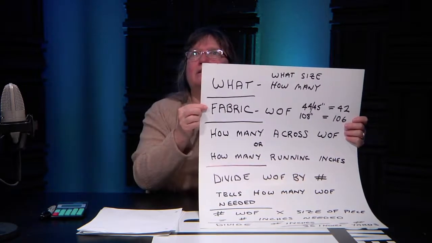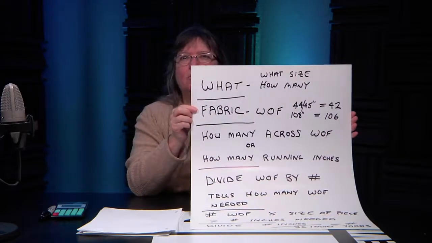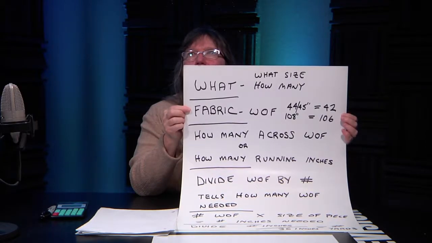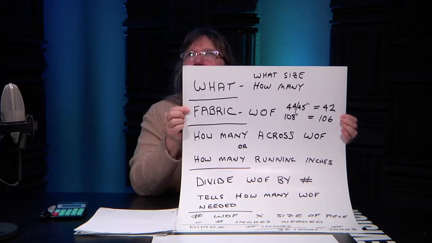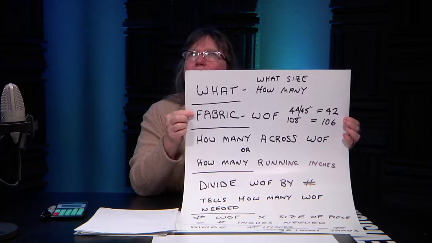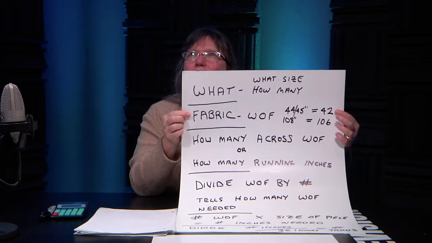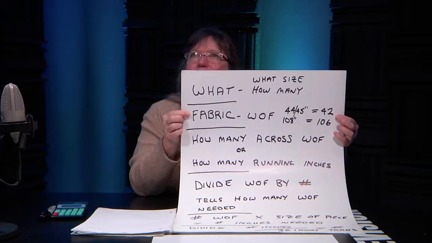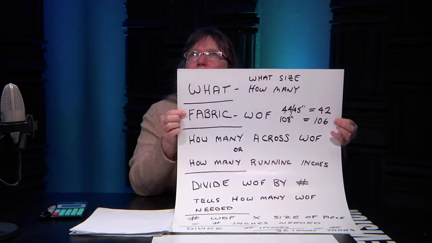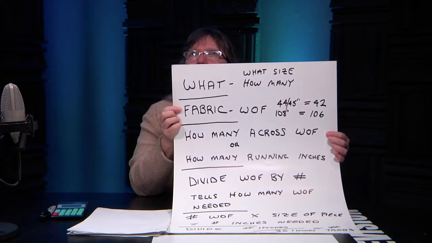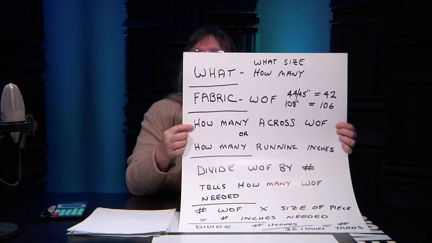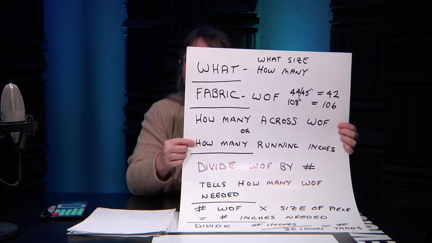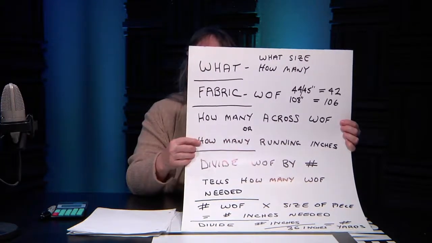And then your fabric that you have, in quilting fabric you have two different sizes: the fabric that comes 44, 45-inch, and then the 108-inch wide. What you do is take a couple inches off of that, and that's usable fabric, because you have the selvage and stuff you've got to take off. Then you figure out how many across your width of fabric, or how many running inches. I'll show you some examples. We're going to do those on paper in a little while.